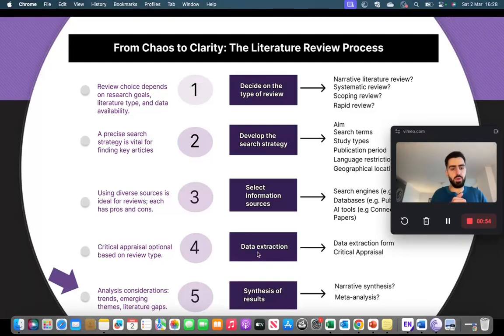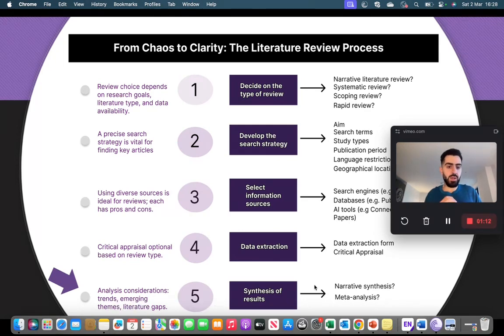Today, and pretty much this week, we're going to discuss synthesis of results, which is the last stage in the literature review process. So really what you want to do when you're synthesizing results is consider a couple of things in your analysis. Are there any trends in these papers that you gathered? What are the emerging themes? What are the literature gaps?